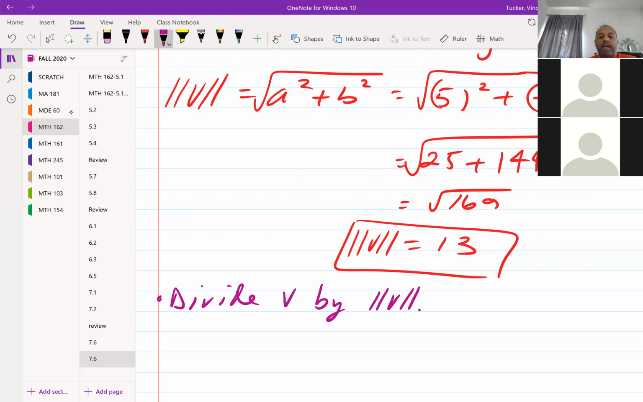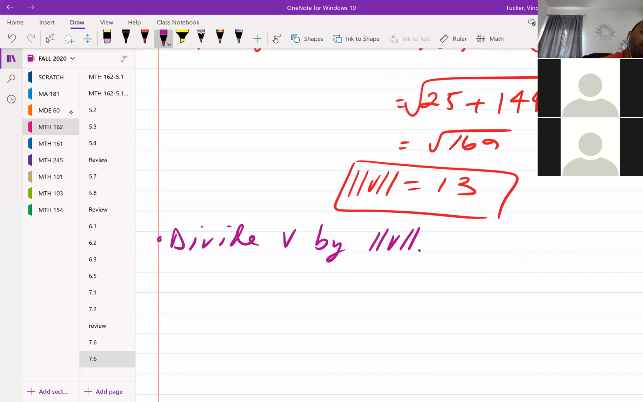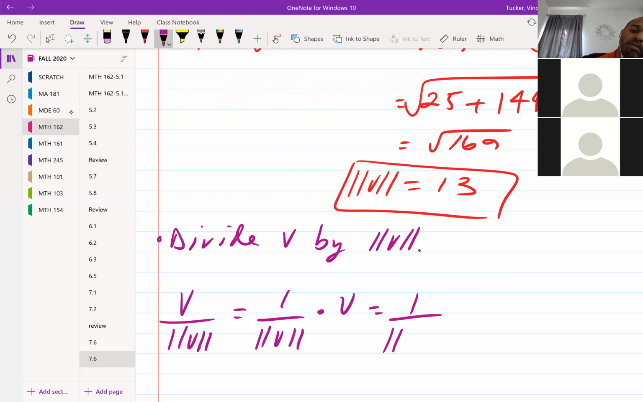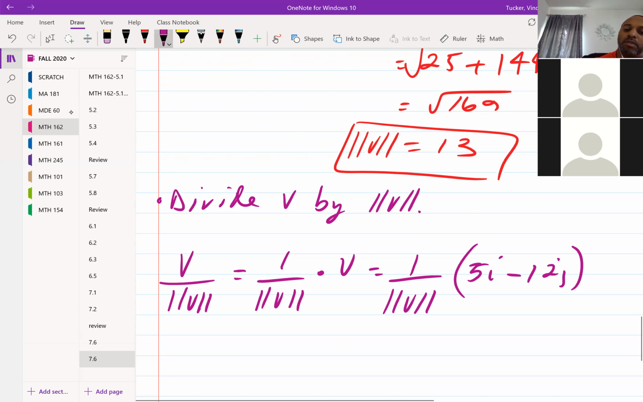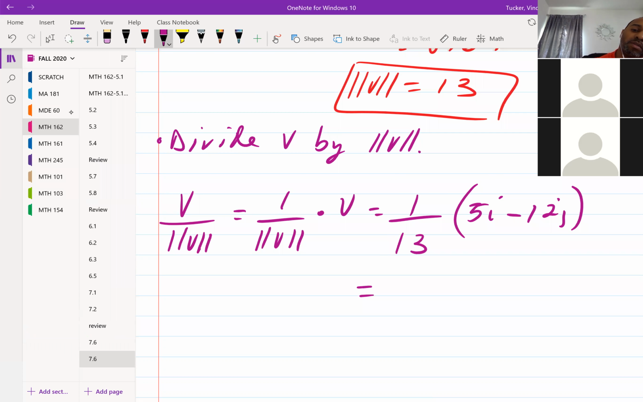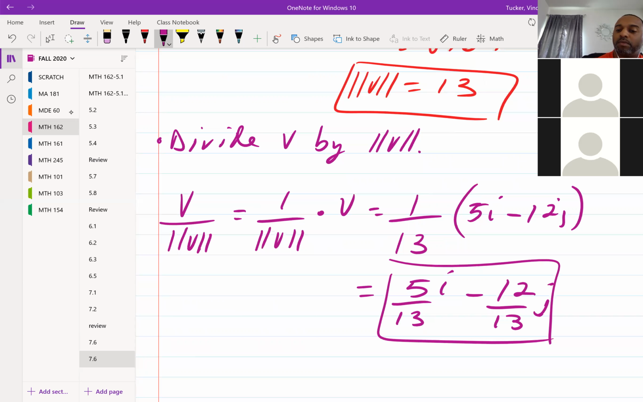All right. So then we'll divide v by that magnitude, or if you want to look at it this way, same thing, minus 12j. And that should be it. So 5 over 13 i minus 12 over 13 j.